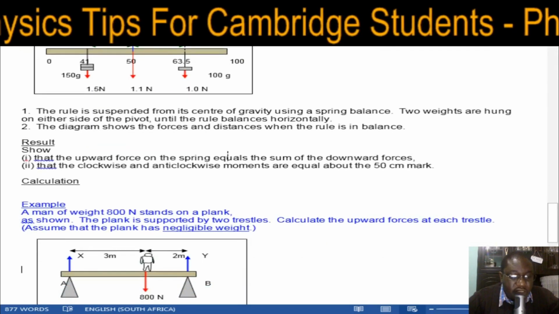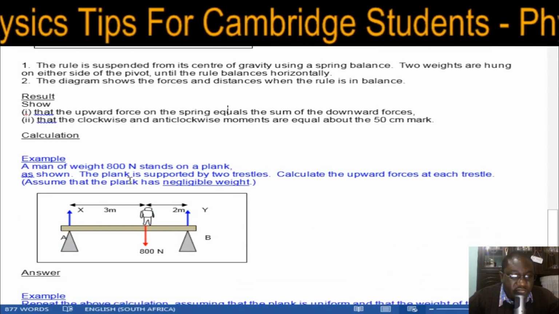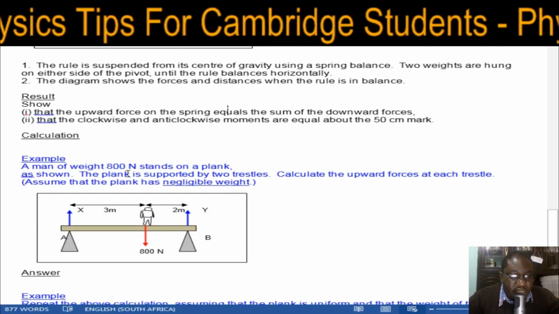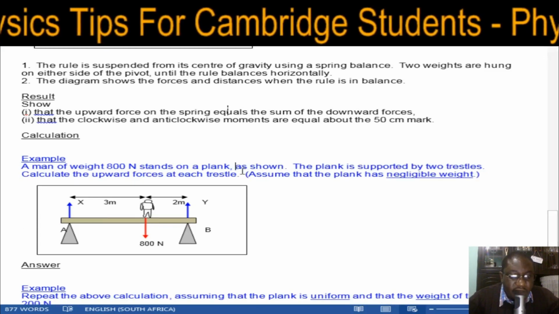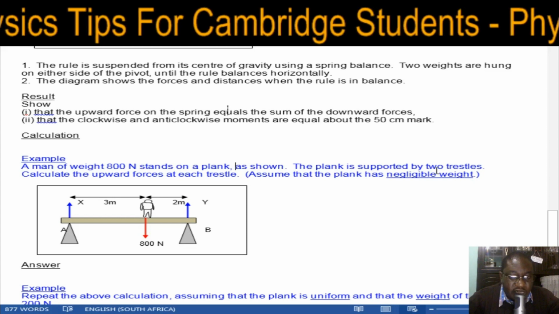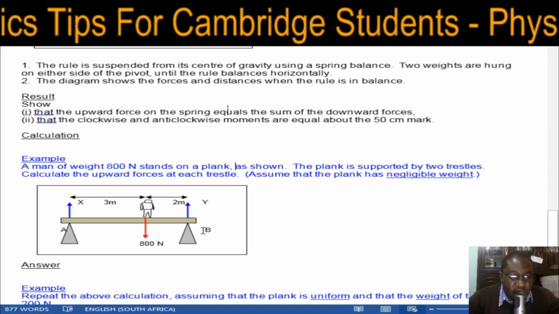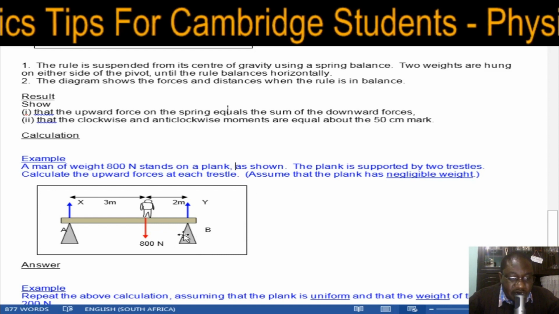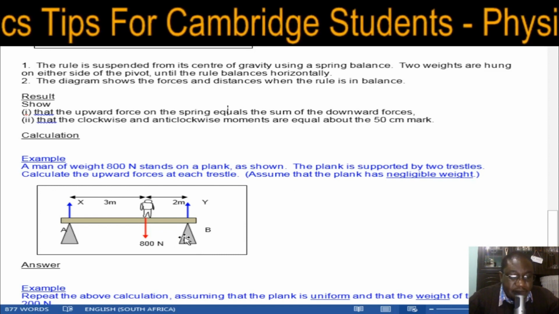Now, calculations. I'll just speak on these examples. So the first example here: a man of weight 800 newtons stands on a plank, as shown here. The plank is supported by two trestles. Calculate the upward forces at each trestle. So you're going to take moments about this pivot B. So this is going to be your pivot B.